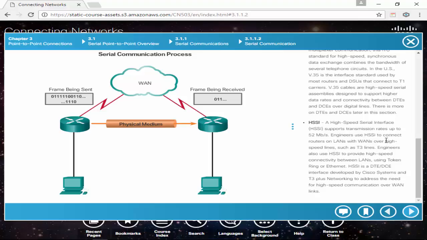HSSI, a high-speed serial interface, supports transmission rates up to 52 meg. Engineers use HSSI to connect routers on LANs with WANs over high-speed lines such as T3 lines. Engineers also use HSSI to provide high-speed connectivity between LANs using Token Ring or Ethernet. HSSI is a DTE-DCE interface developed by Cisco Systems and T3 Plus Networking to address the need for high-speed communications over WAN links.